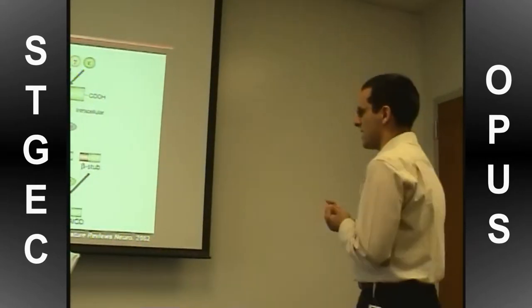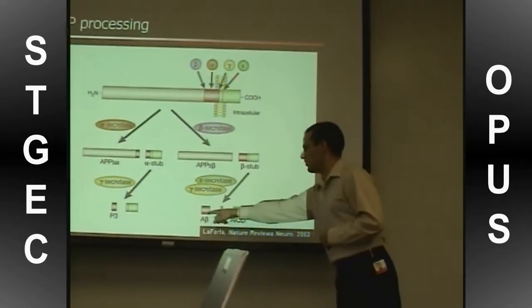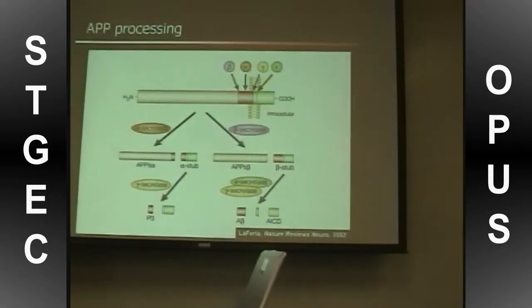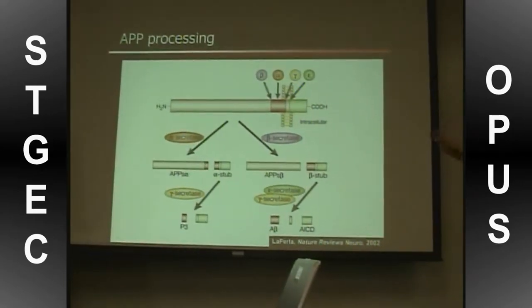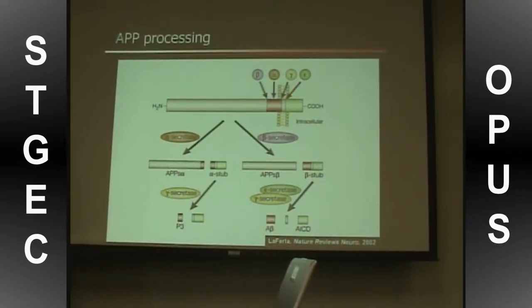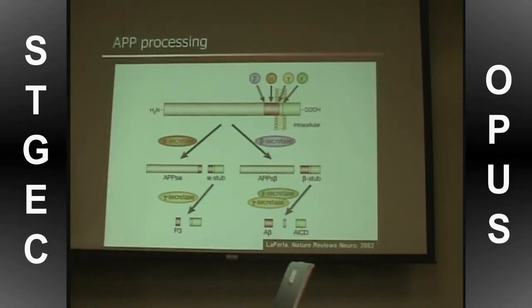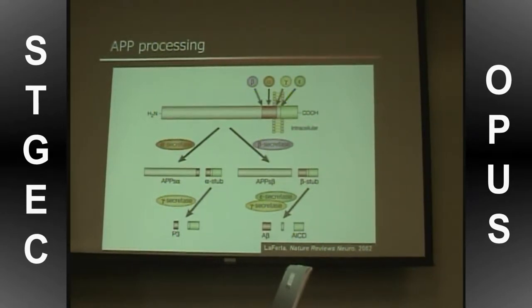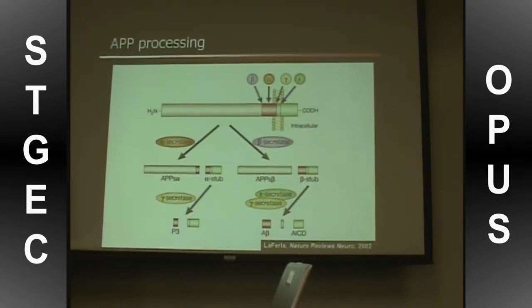So the A beta that accumulates in the brains of these people, shown here in the cartoon in red, is derived from a longer precursor, the amyloid precursor protein. Again, mutations in this gene lead to familial Alzheimer's disease, and these are 100% penetrant.